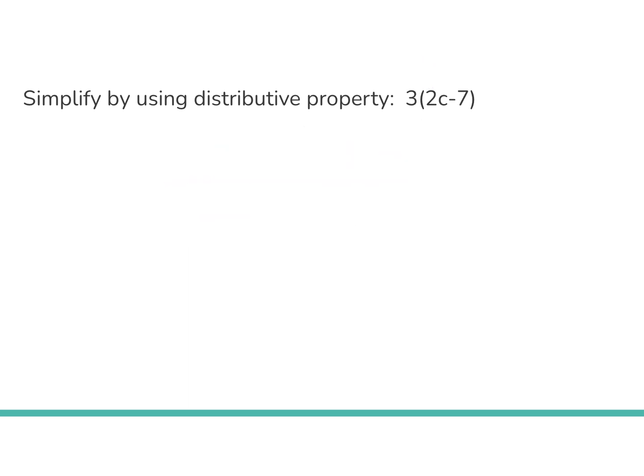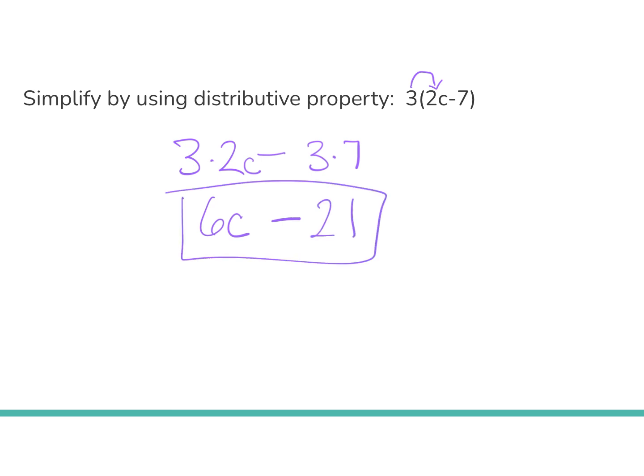Again, go ahead and distribute that 3. So 3 times 2c minus, and then we have 3 times 7. Oops, I forgot the c here. 3 times 2c is 6c. And then we have 3 times 7 is 21. So 6c minus 21.